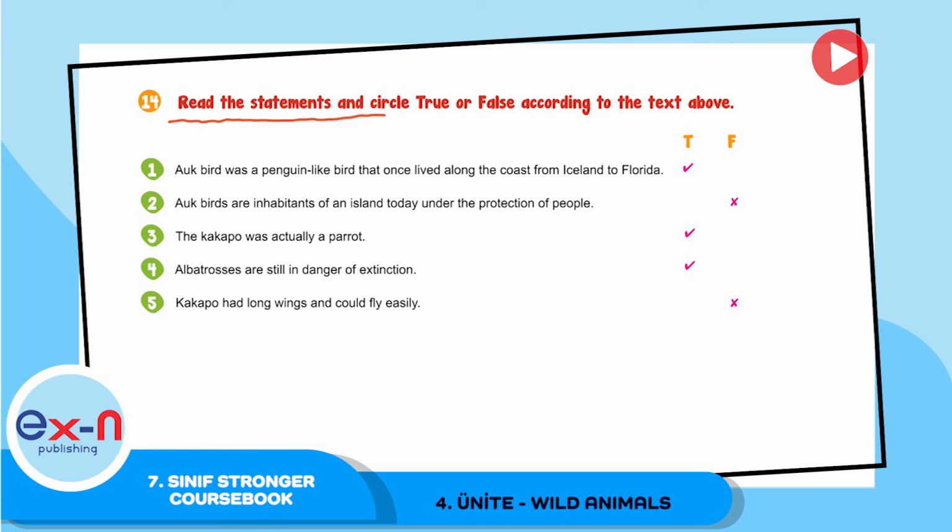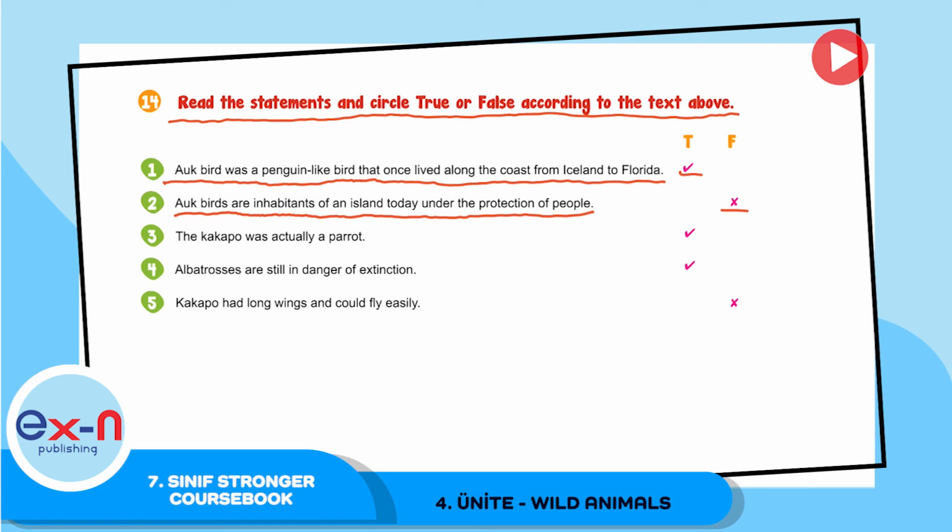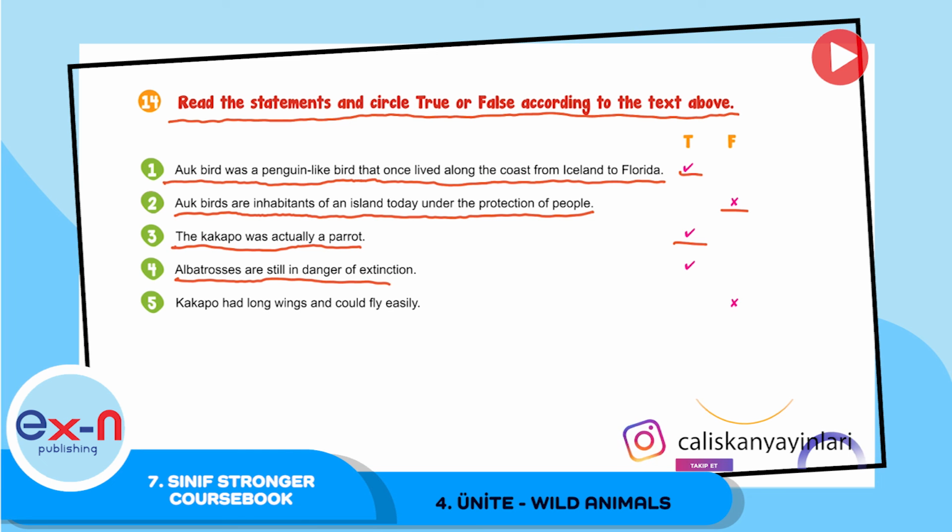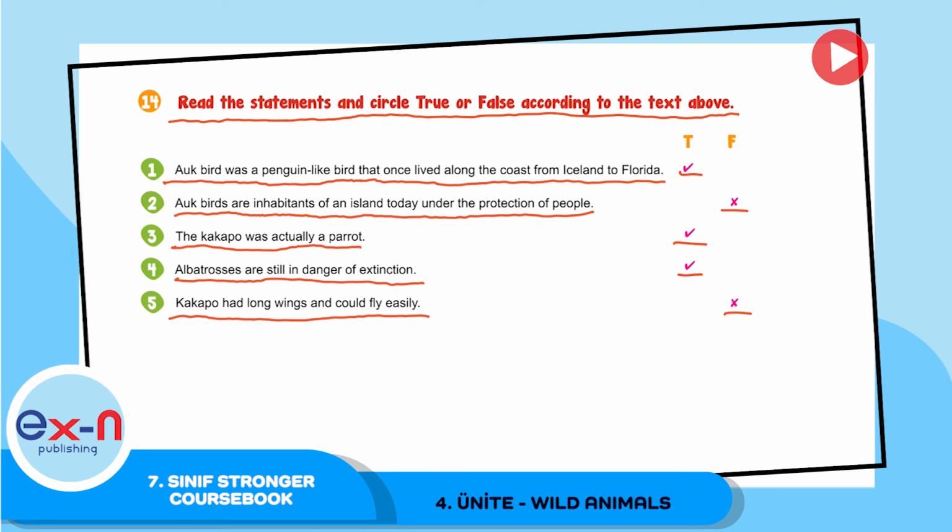Read the statements and circle true or false according to the text above. The great auk was a penguin-like bird that once lived along the coast from Iceland to Florida. It is true. Auks are inhabitants of an island today under the protection of people. It is false. The kakapo was actually a parrot. It is true. Albatrosses are still in danger of extinction. It is true. Kakapo had long wings and could fly easily. It is false.